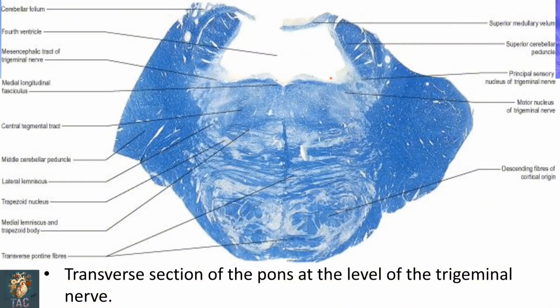This is the cavity of the fourth ventricle. This larger one is the middle cerebellar peduncle, and here you can see the superior cerebellar peduncle, and this area is the superior medullary velum.